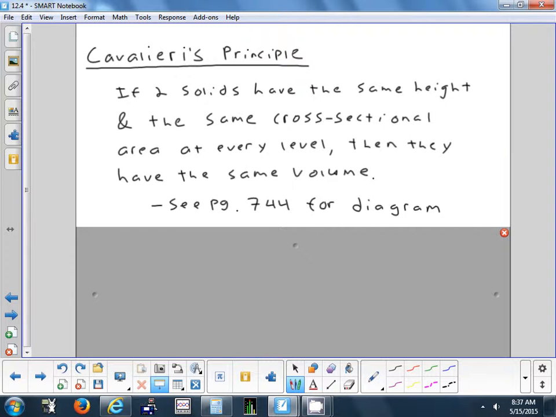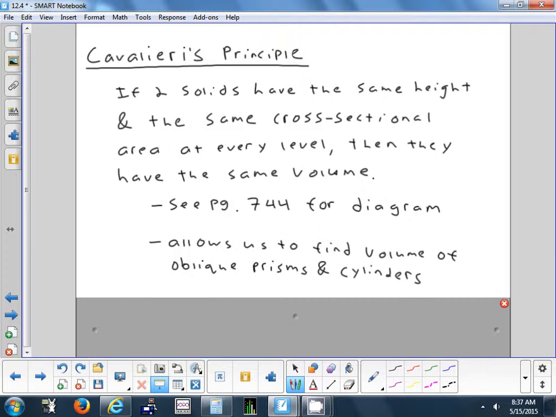All right, so there's a picture of that on page 744. All right, so if you have two 3D shapes and they have the same height, and you slice those two, put them on the table, slice those two shapes straight across, look at the area of the cross section. If it comes out the same, no matter where you slice it, when you compare the two areas, those two shapes would always have the same volume.